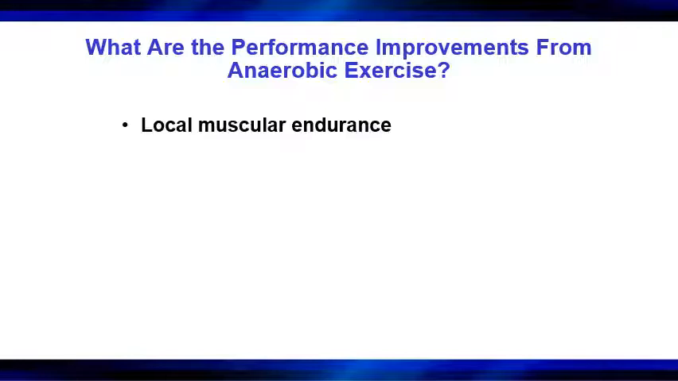So, other performance improvements: we look at local muscular endurance. We'll talk about some of these different concepts. Cross-sectional data in anaerobic athletes has shown enhanced muscular endurance and subsequent muscular adaptations consistent with improved oxidative and buffering capacity. In other words, they're able to buffer the results of the metabolic reactions that occur in the muscle that would cause fatigue.